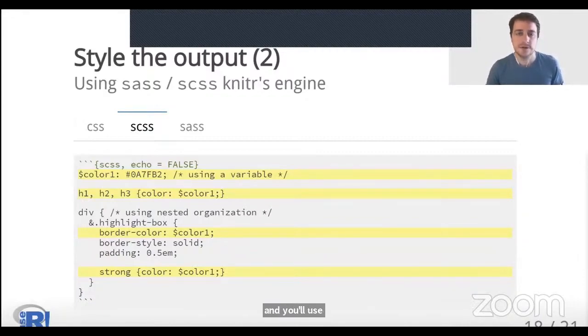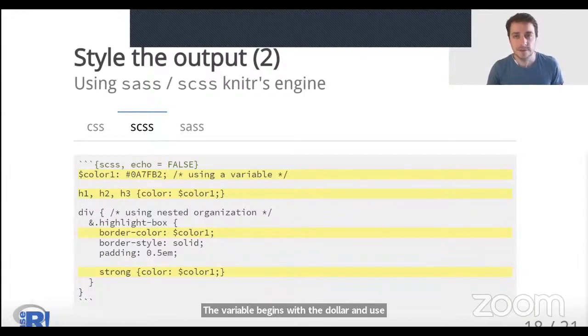You can see that it's very close to the usual CSS syntax with the brackets and the semicolon, but you can do more things. For example, here I'm setting the blue color inside a variable. The variable begins with the dollar sign. I can then use this variable in the different places that I want to apply it.